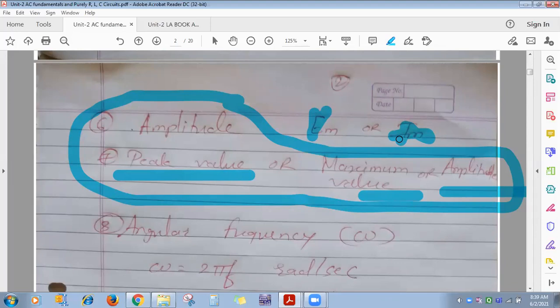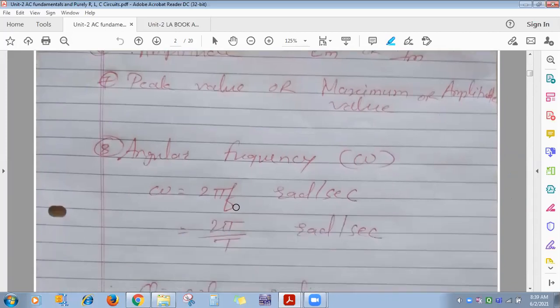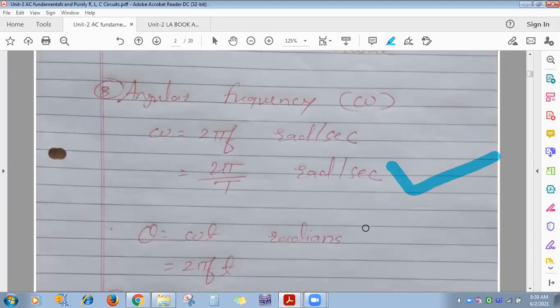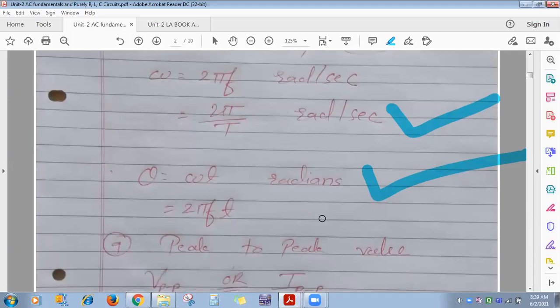Then the next one is angular frequency. It is denoted by omega. Angular frequency is 2 pi f radian per second. f is equal to 1 by T, so you can put it here and you will get 2 pi by T. Radian per second is the unit, and theta is equal to omega t, which is 2 pi f t. Here theta you will get in radian.